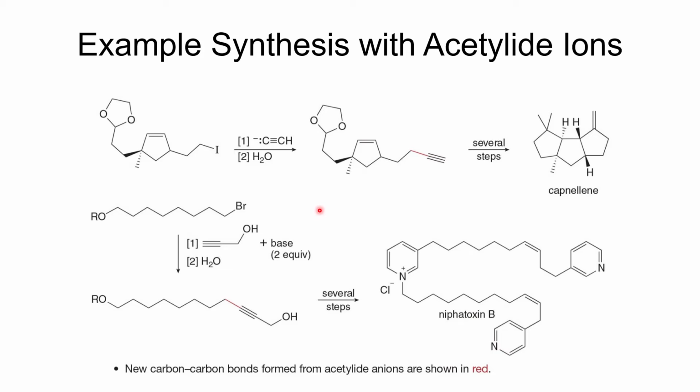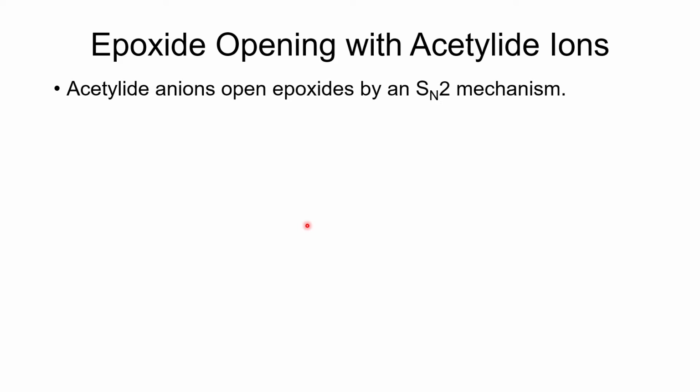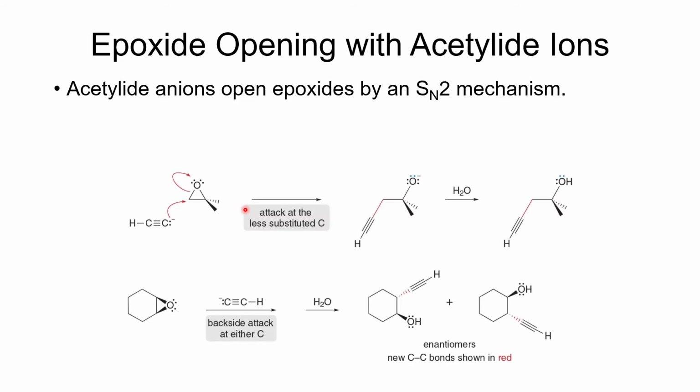So those are just a few examples of synthesis reactions that you can do with alkynes. All right. We now want to look at epoxide ring opening with acetylide anions. So acetylide anions will open epoxides by an SN2 mechanism. This is a strong nucleophile mechanism, and in this case, since it's a strong nucleophile, the epoxides are going to open at the less substituted carbon.